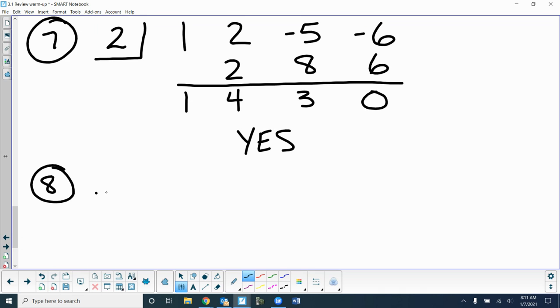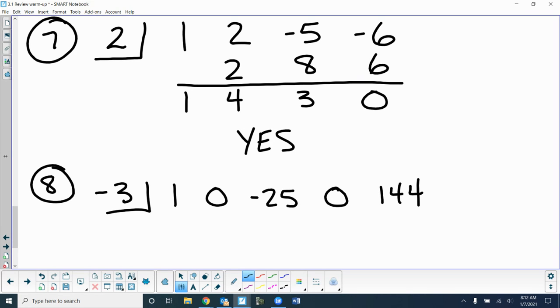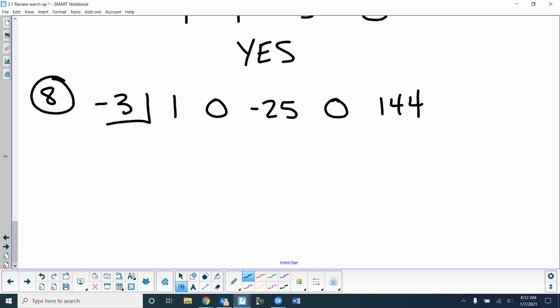We're putting negative 3 in our corner here, because it was x plus 3. X to the 4th, there's no x cubed. Negative 25x squared, there's no x. And then I have the 144. Remember, if there's no constant at the end, no number without a variable, you put a 0 on the end then. Got to have each spot taken care of.